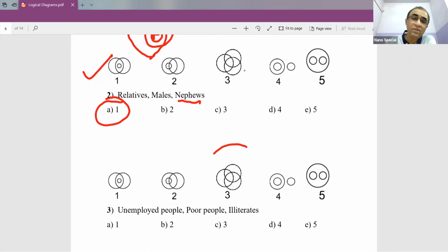So the best figure that explains this relationship is the third one, where there is an overlap, and outside the sets also there are some elements which do not belong to the other two sets, and therefore the answer is 3. Okay, so the answer is C. Let's go on.